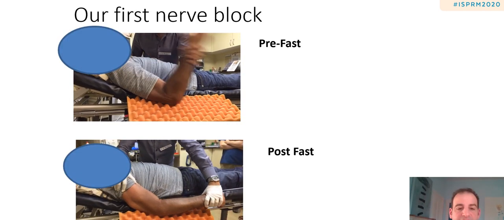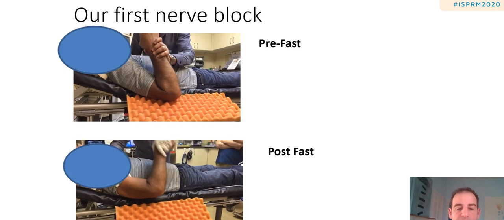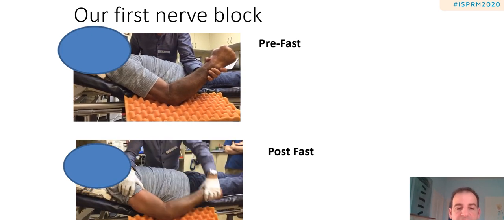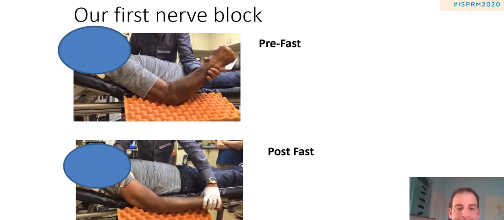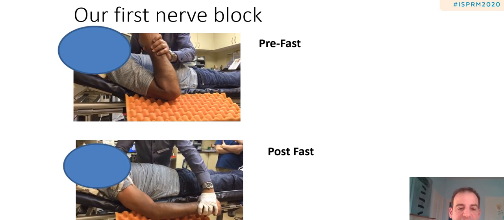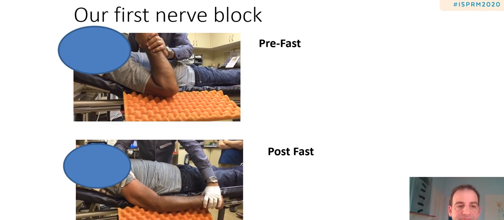Now, going back in time, this is our very first nerve block. So the top is our first V3, and on the bottom, you can actually see we don't have that fast catch anymore. And I've already showed you this slide, but the lidocaine stops the catch.